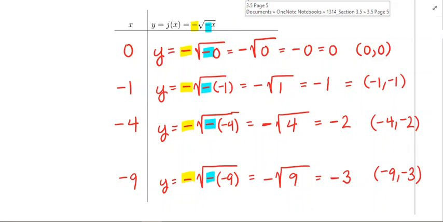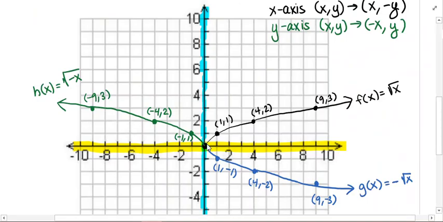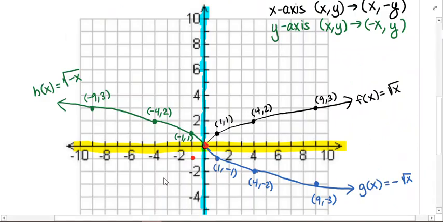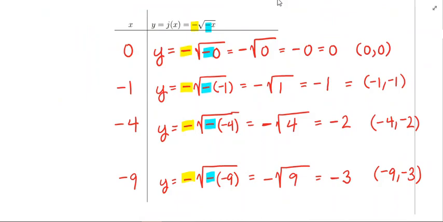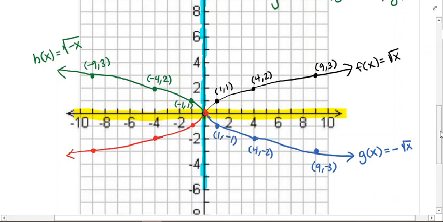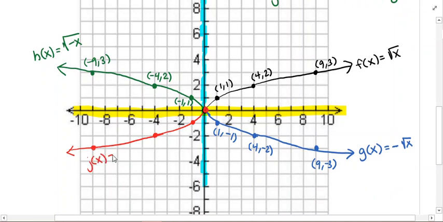Okay, so going back to the grid, we're going to plot 0, 0, negative 1, negative 1, and then negative 4, negative 2. And then lastly, we have negative 9, negative 3. That is over here. Okay, the graph will start at the origin. It will have the same basic shape as the square root function. Okay, so here we go. This is j of x is equal to the negative square root of negative x.